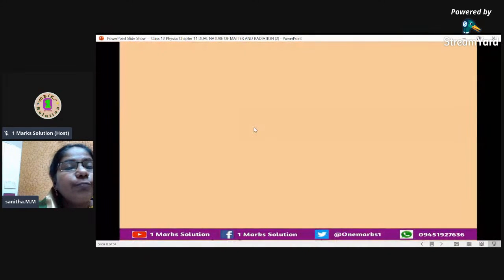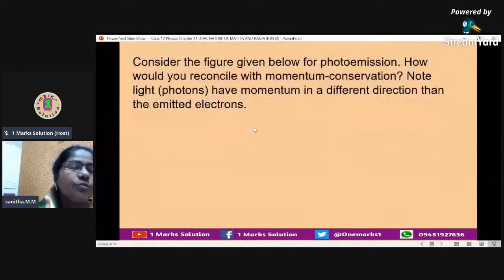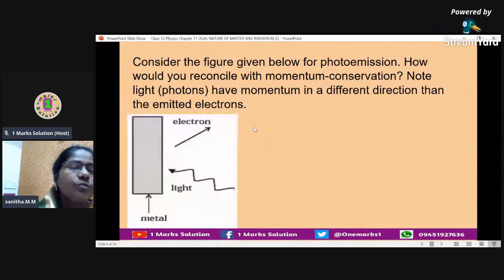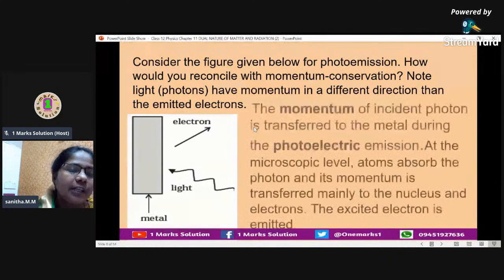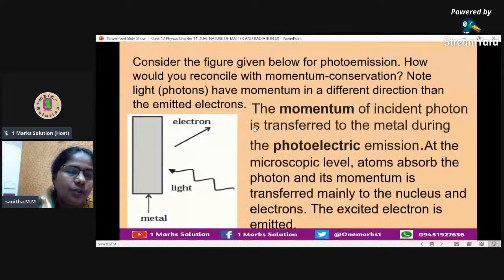Now we can go for the next question. Consider the figure given below. You can see a figure there. For photoelectric emission again, how will you reconcile the momentum conservation? Note that one point is there. The light has momentum. That means the photon also has momentum in a different direction than the emitted electrons. You can see in the picture, light is incident on a metal and electrons are ejected there.